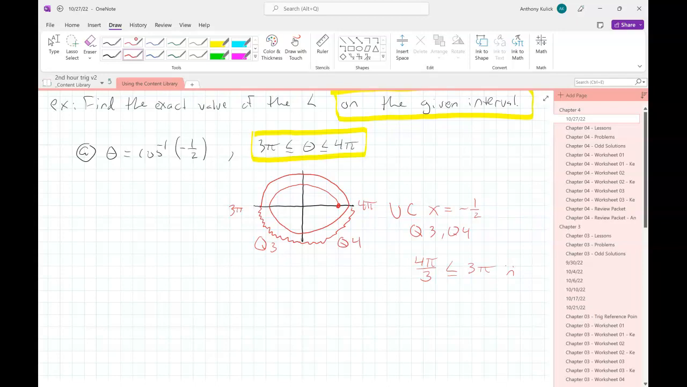We add 360. We add or subtract. In this case, I wouldn't use 360 though, because we're in radians. I would use 2 pi. Should I be adding or subtracting? Adding, because my number currently is too small. Okay?